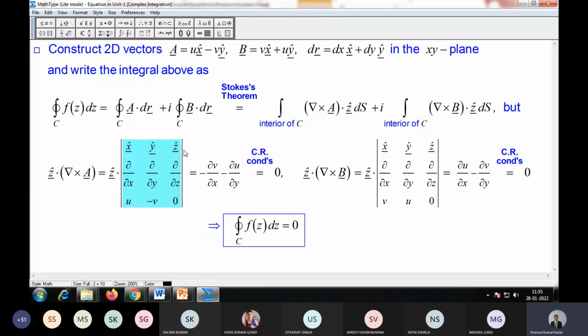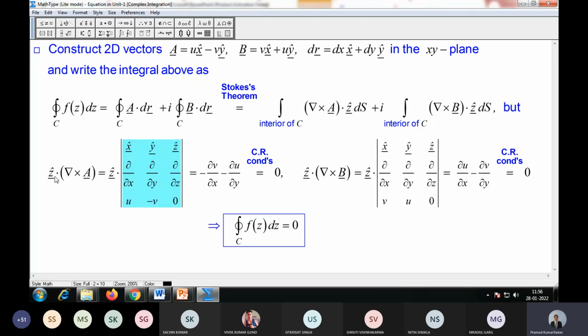Whatever the values are, we may compute. x cap component means 0 minus del v by del z. Del v by del z will be 0 because v is a function of x and y only. Then y cap, then z cap. The y cap component is 0 since del v by del z is 0. So only the z cap component will be there. z cap component: minus del v by del x plus del u by del y, that is, minus del v by del x minus del u by del y.